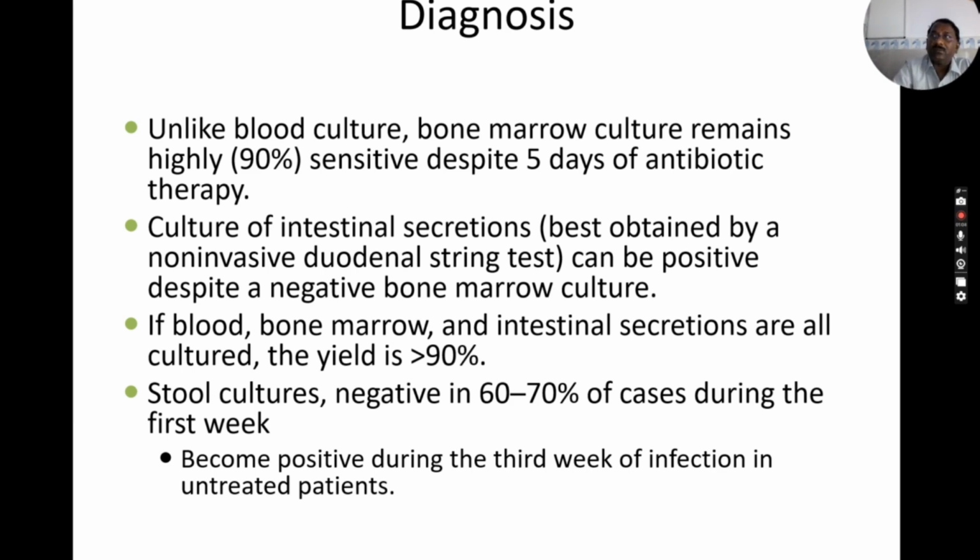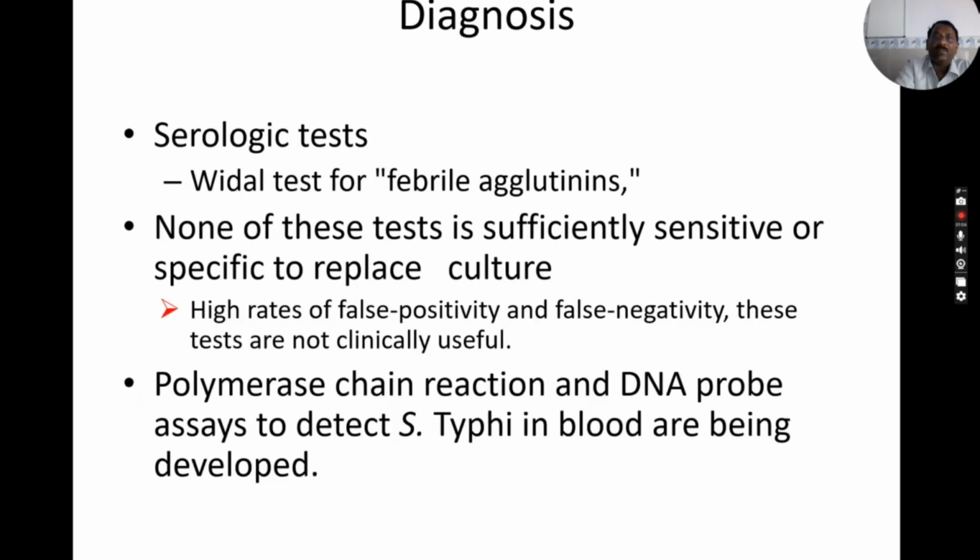Stool cultures are negative in about 60 to 70% of cases during the first week. They become positive during the third week of infection in untreated patients. So stool cultures are mostly negative in the first week, and may be more positive in the third week.